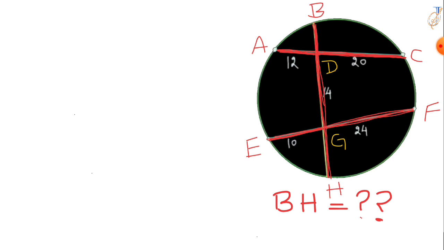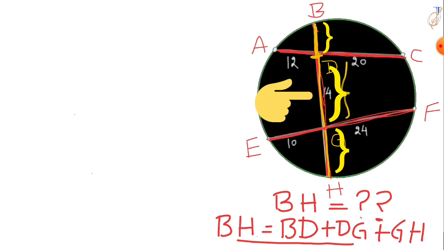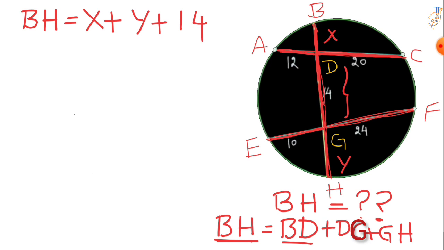Let's see my explanation. This BH, we can write it as BD plus DG plus GH, isn't it? Here we know only DG length, that is 14. But we don't know BD and GH length. For that, assume BD length is X and GH length is Y. Now, to find that BH length, first we need to find X and Y values, right?